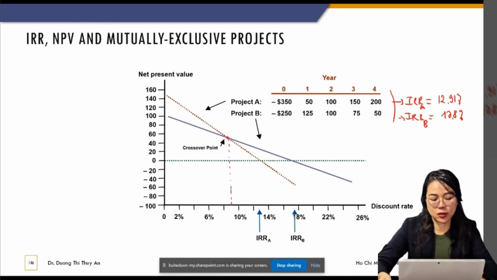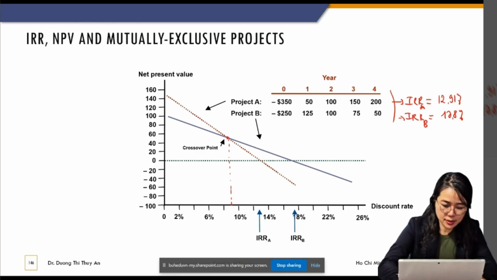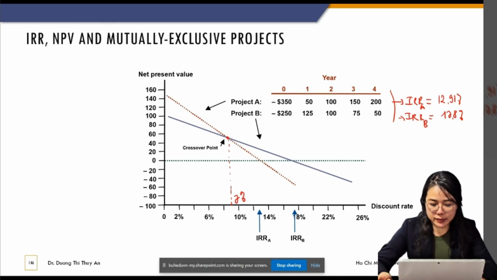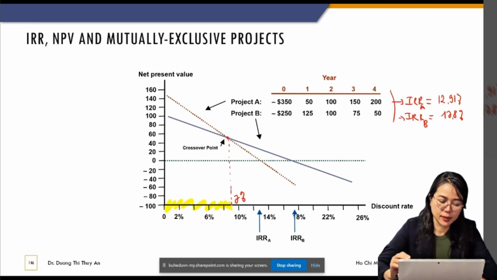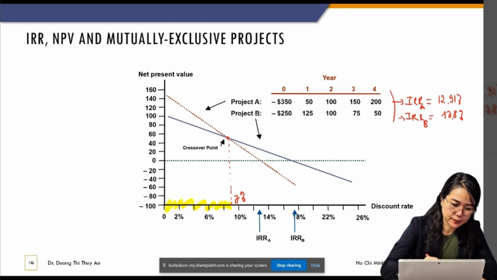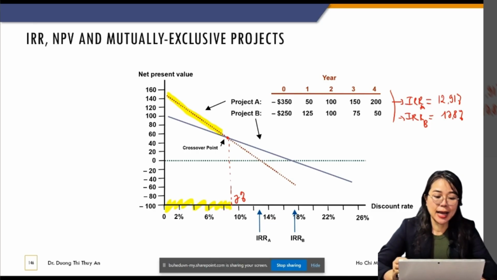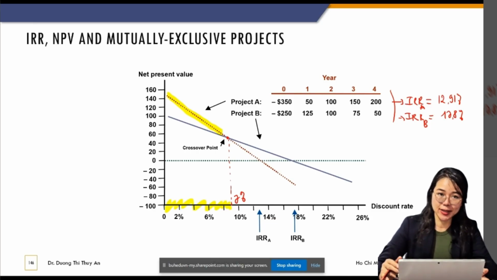So you can solve the problem and find this cross point, how much is it. Suppose that it is somewhere like 7%. So you see, if the required rate of return is from 0 to 7%, then project A has higher NPV than project B. So we choose project A.